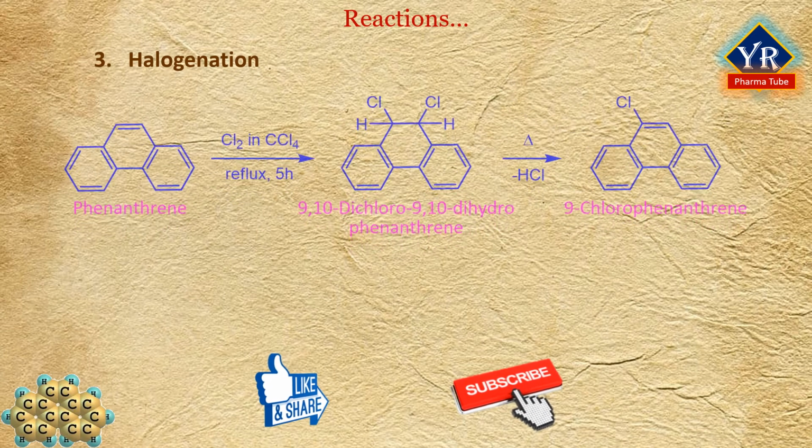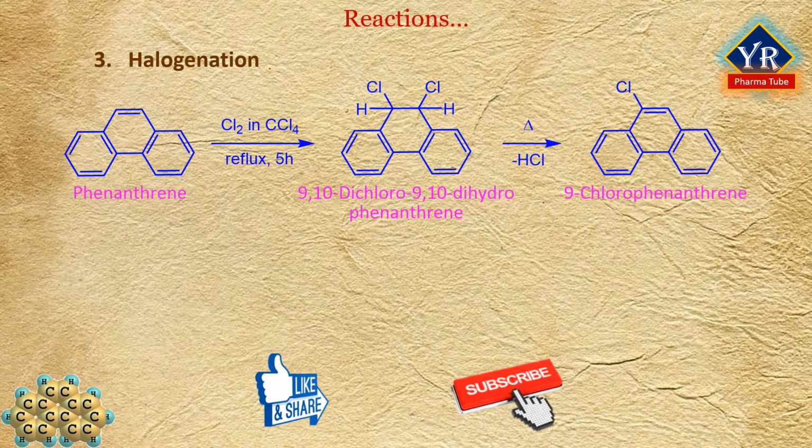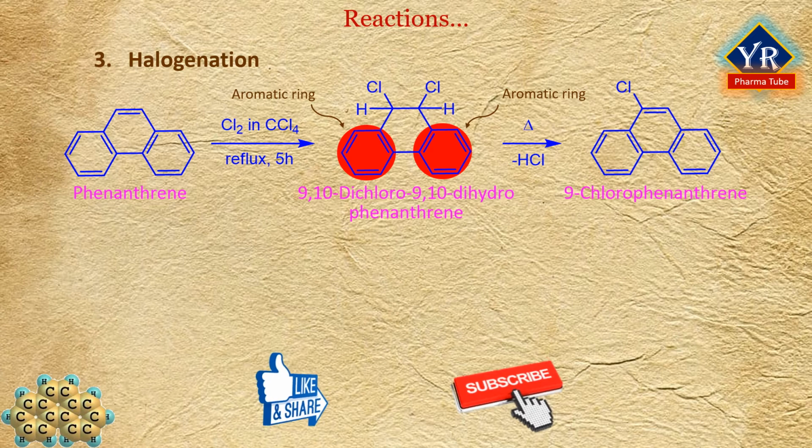Halogenation. Phenanthrene undergoes 1,2 addition at the 9 and 10 positions to give a product with two fully aromatic rings. Because they are less likely to be substituted, the bridgehead carbon atoms of fused aromatics are often left unnumbered. Phenanthrene reacts with chlorine in carbon tetrachloride at room temperature to give 9,10-dichloro-9,10-dihydrophenanthrene, which is an addition product.